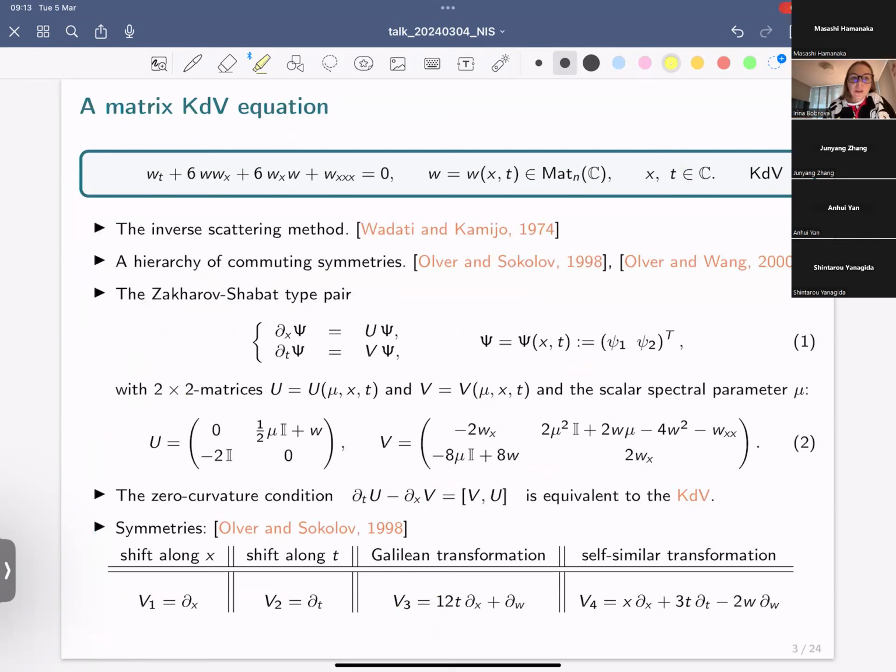So we want to study this matrix KdV equation. Here we have a matrix valued function W that depends on the variables x and t, and we do not fix the size of the matrix. Unlike the commutative case, we have here two terms that under the commutative reduction give us a well-known term in the KdV equation. And this equation was derived by an analog of the inverse scattering method. In this sense, it's integrable.